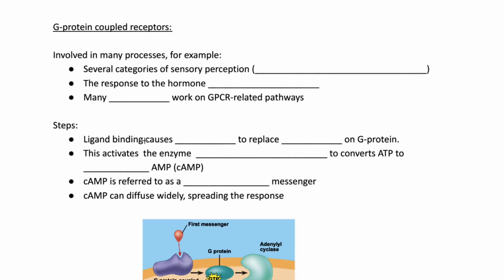These are involved in many processes, for example, several categories of sensory perception. Your vision, your sense of smell, and your sense of taste all depend on G-protein coupled receptors, and also the response to several hormones, like the hormone epinephrine. And they're a very important class of protein that are acted on by drugs. Many drugs have their actions by working on G-protein coupled receptor related pathways.